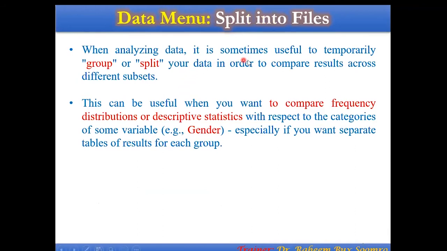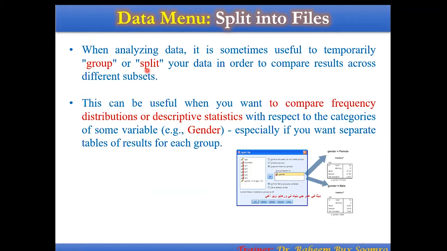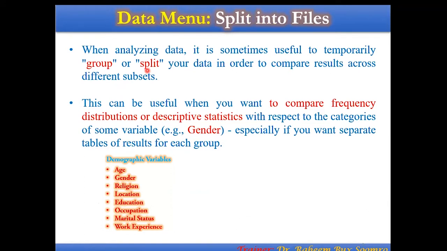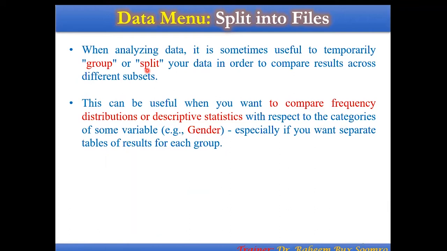When analyzing the data, it's sometimes useful to temporarily group or split. Sometimes, temporarily, we may divide our data on the basis of a demographic variable. Demographic variables are gender, age, education, and marital status, and there may be others like your location or your country. So many things are there. On any basis, if you want to split your data, then this technique is useful for you.